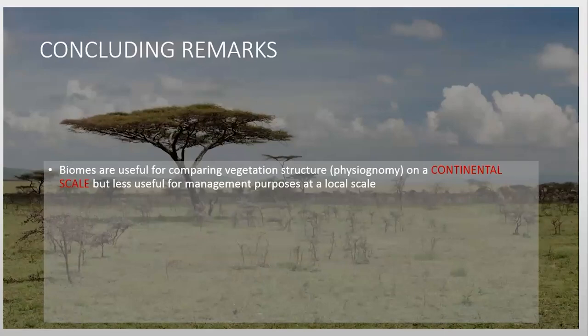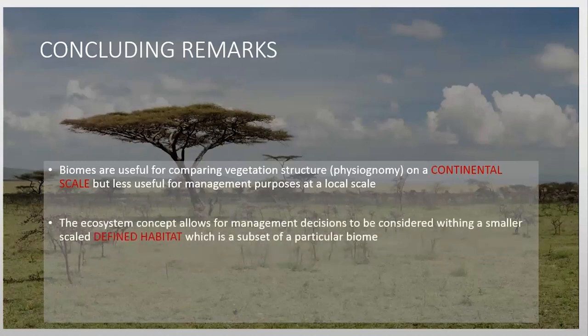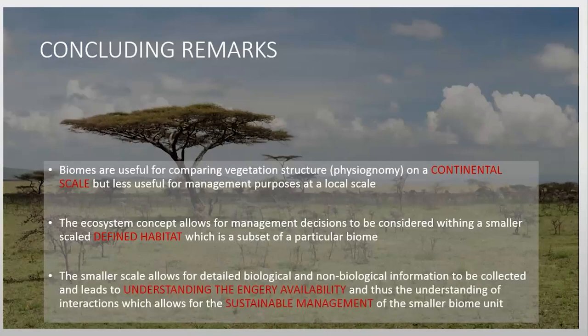But for management purposes, we'll need to consider our own savannas, whether they are moist, dry, what bioregion a particular area occurs in, and can we operate at a small enough scale that allows us to manage appropriately. And that is the importance of the ecosystem concept, for it allows for management decisions to be considered within a smaller scale defined habitat. Again, I use that word defined habitat, which is a subset of a particular biome. And the smaller scale allows for detailed biological and non-biological information to be collected and leads to understanding the energy availability.